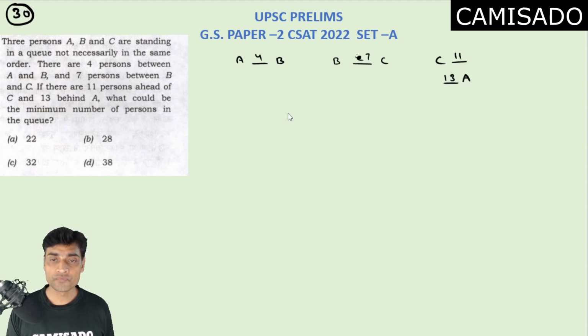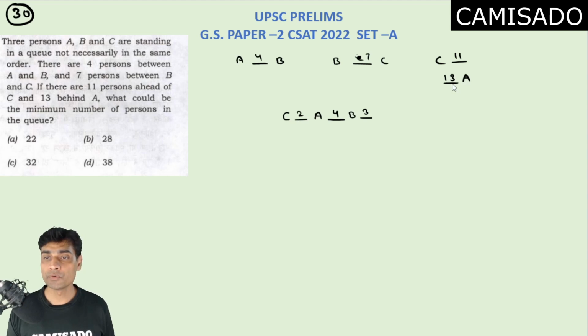So taking C here, then A here, then B here. Between B and C there are 7 persons, and between A and B there are 4. So here is 4 and here is 2. Now, ahead of C we have 11. So after B, how many persons will be there? 4 into 6, then 7, 8, 9, 10, 11. So 3 will be here.